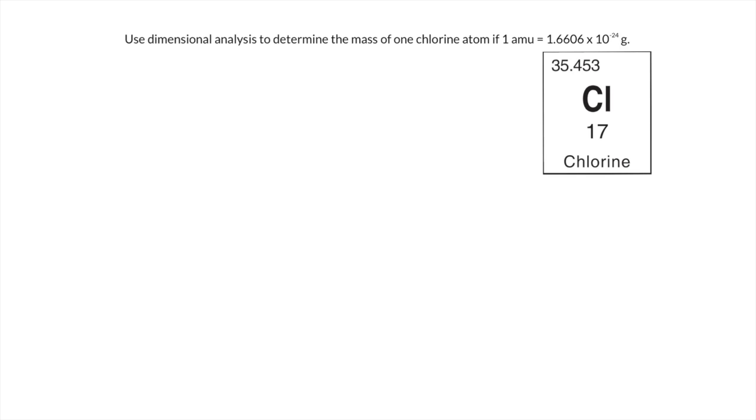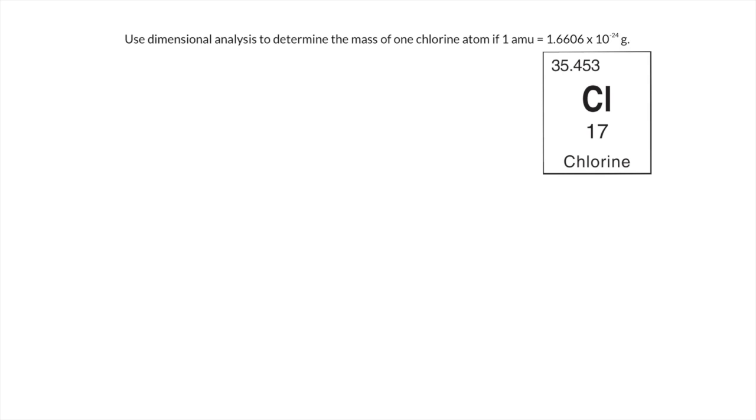Alright, so we're going to review these problems so that we can begin to make the connections between average atomic mass units and this new standard of measurement we're calling the mole. We're asked to use dimensional analysis to determine the mass of a chlorine atom, knowing that 1 atomic mass unit equals 1.6606 times 10 to the negative 24th grams.